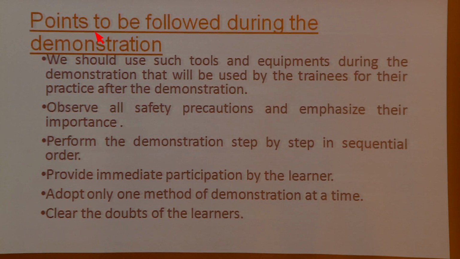Already we have discussed that the objectives must be specific and clear to the trainees, and the tools and equipment we are using for this demonstration must be arranged properly for the imitation. Then we also have to mention the corresponding safety precautions. Okay, then what are the points to be followed during the demonstration? We should use such tools and equipment during the demonstration as will be used by the trainees for their practice after the demonstration.